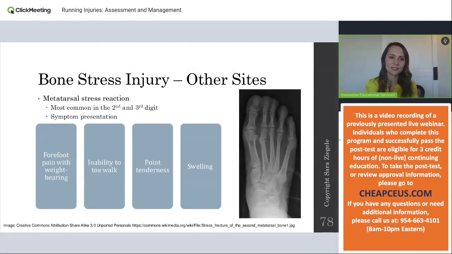The other bone of concern is the metatarsals. The metatarsal stress reactions are most common in the second and third digit. They're going to have issues with forefoot weight bearing, might not be able to toe walk. Really, if we're talking about someone who locally points right here and says it hurts, or points right here and says it hurts, those are the ones we're going to be most concerned about. I think differential wise, we're probably talking the most between this and something like a neuroma. So if we're talking symptoms that are more neurologic sounding, then we're going to be looking for other types of causes.